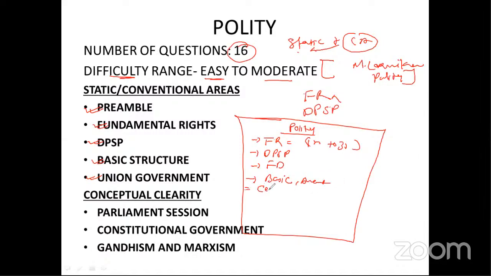Centre-state relations, all three are important: legislative power, administrative power, financial power between the Centre and state. Emergency, then the union government, that includes the president, vice president, prime minister, council of ministers, then legislature, parliament, judiciary, both Supreme Court and High Court, even your district courts. Subordinate courts भी important हैं, वो भी आपको जानना है, and local government. You should know all these things.